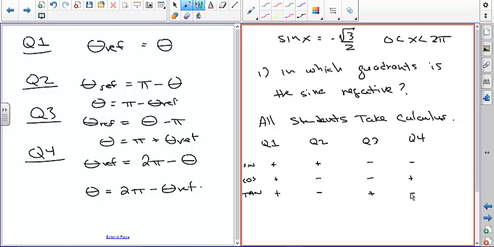So the way this thing works is, in the first quadrant, all of the trig functions are positive. In the second quadrant, the sine is positive. In the third quadrant, the tangent is positive. And in the fourth quadrant, the cosine is positive. So by looking at that, or you can use the unit circle, but you don't have to write any numbers on it. You just have to think about it.